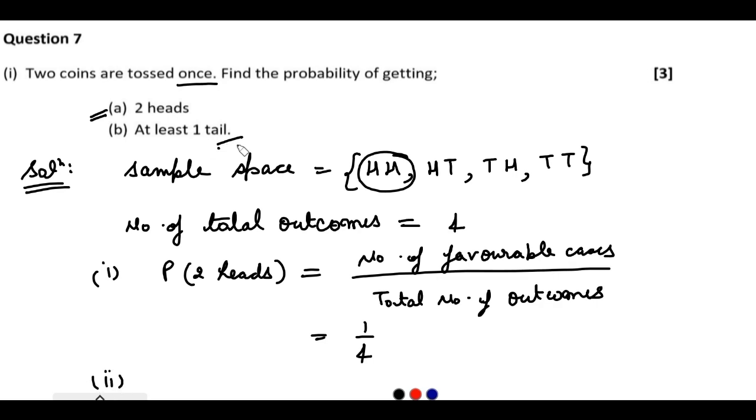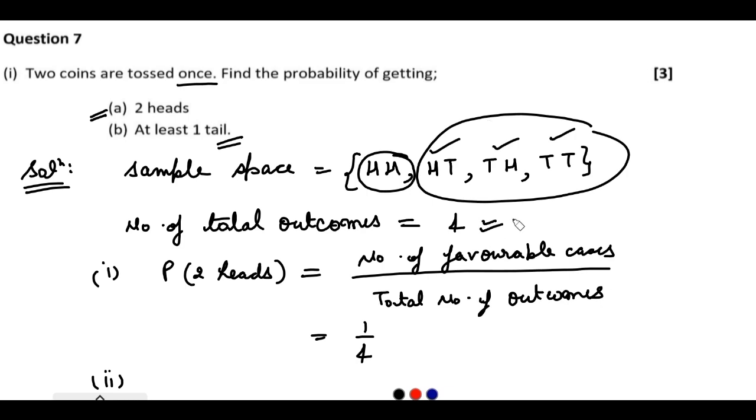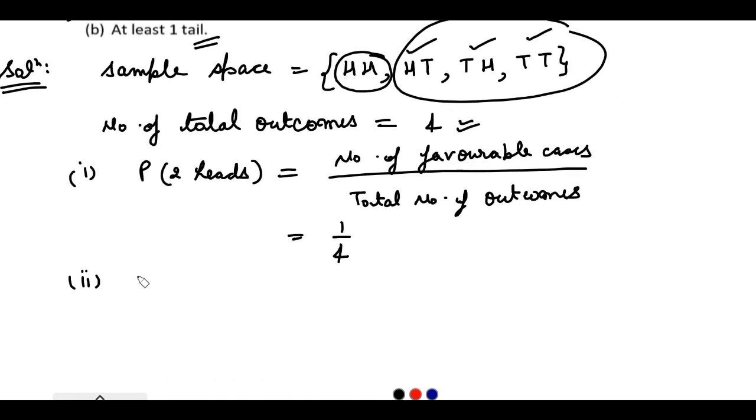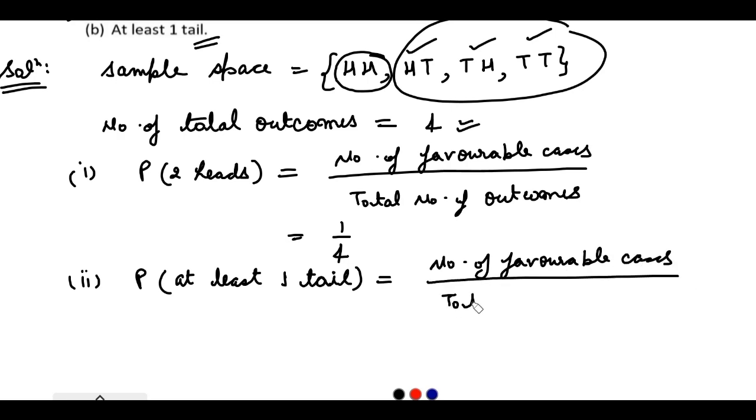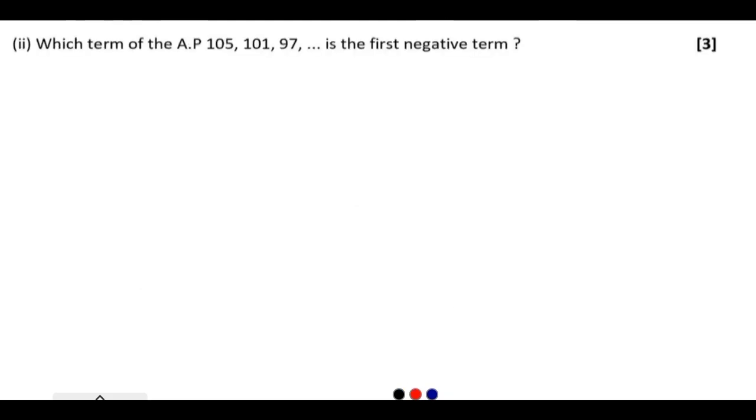In the second part, at least one tail. Two tails is possible, but our requirement is at least one tail. It means this is our favorable case for at least one tail, this is also a favorable case and this is also a favorable case. Means for the second part, favorable cases are 3 and total number of outcomes is 4. So the probability will be 3 by 4. The favorable cases are HT, TH and TT. 3 by 4. Next question.